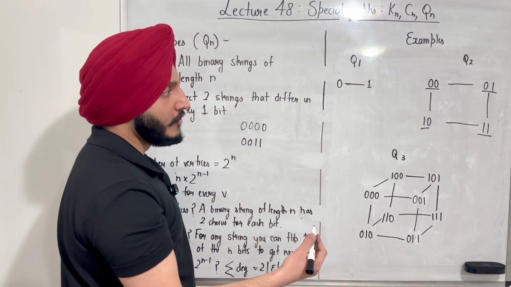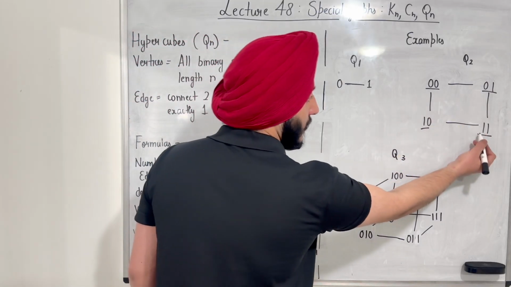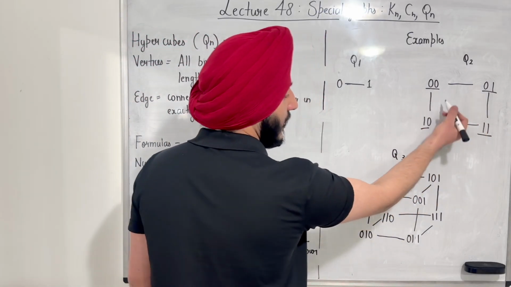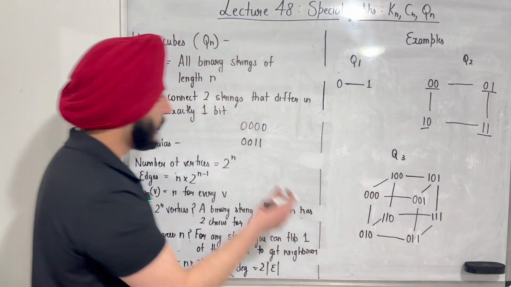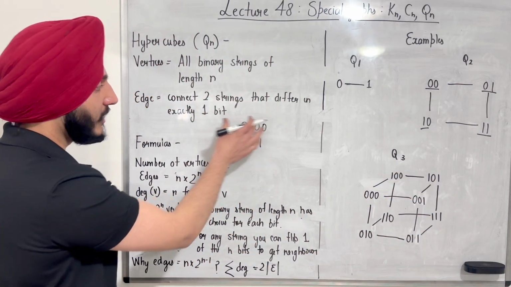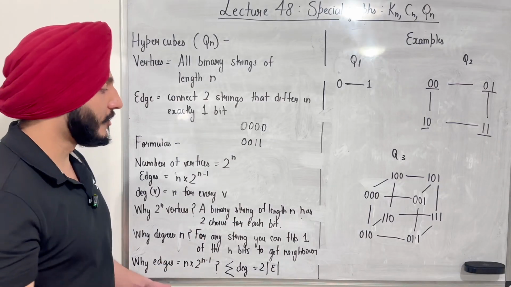Now, one important thing to notice is 0 0 is not connected to 1 1. Why? Because I need to change 2 bits to result in a 1 1, and we only connect an edge where they differ in exactly 1 bit. So very important to understand.